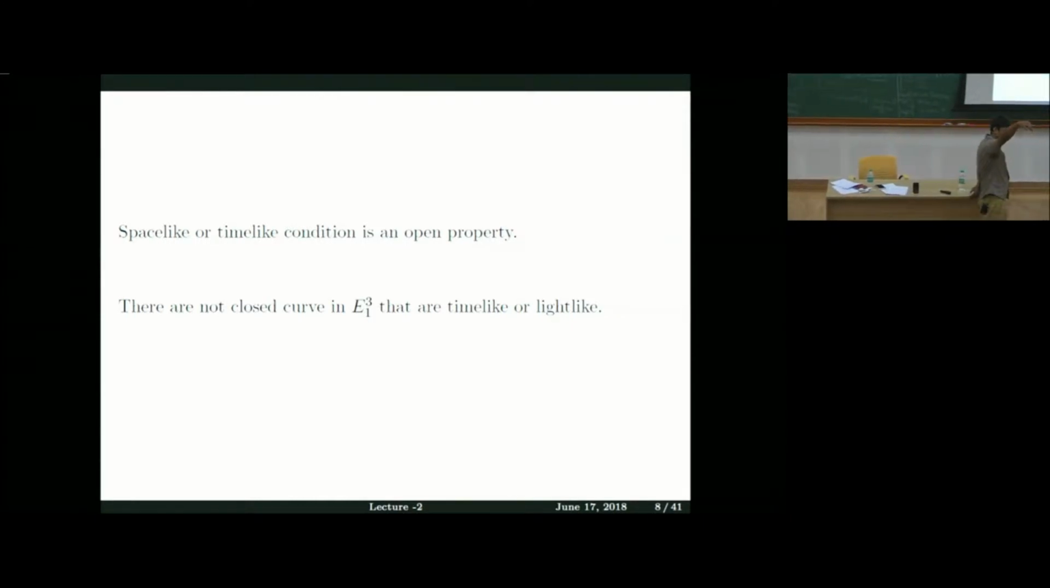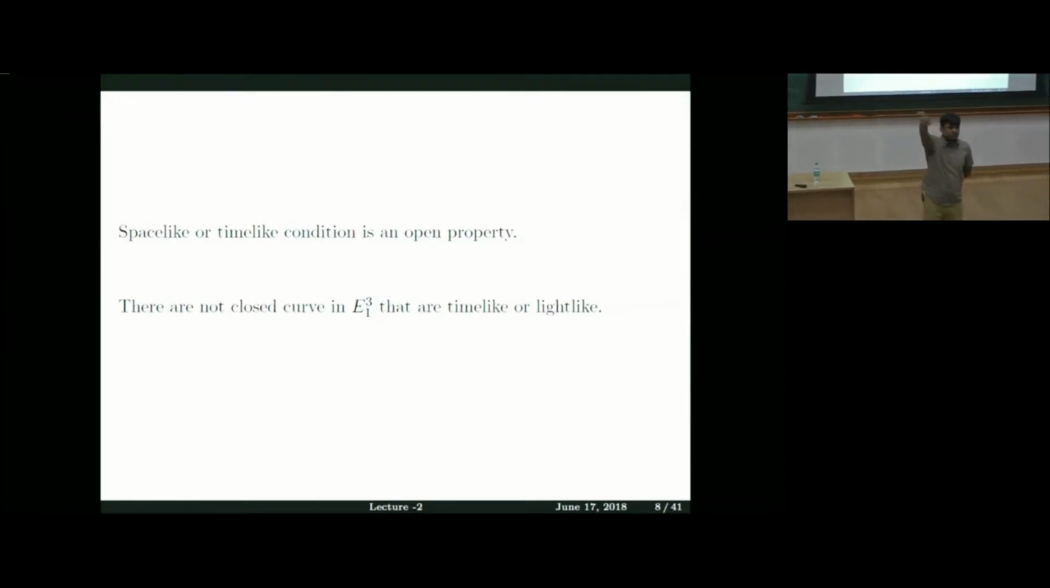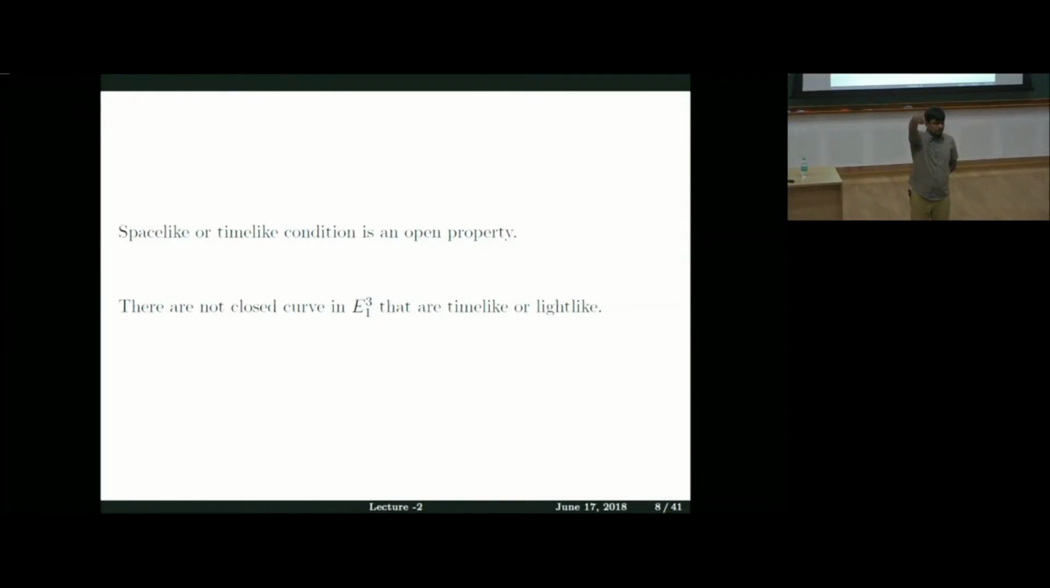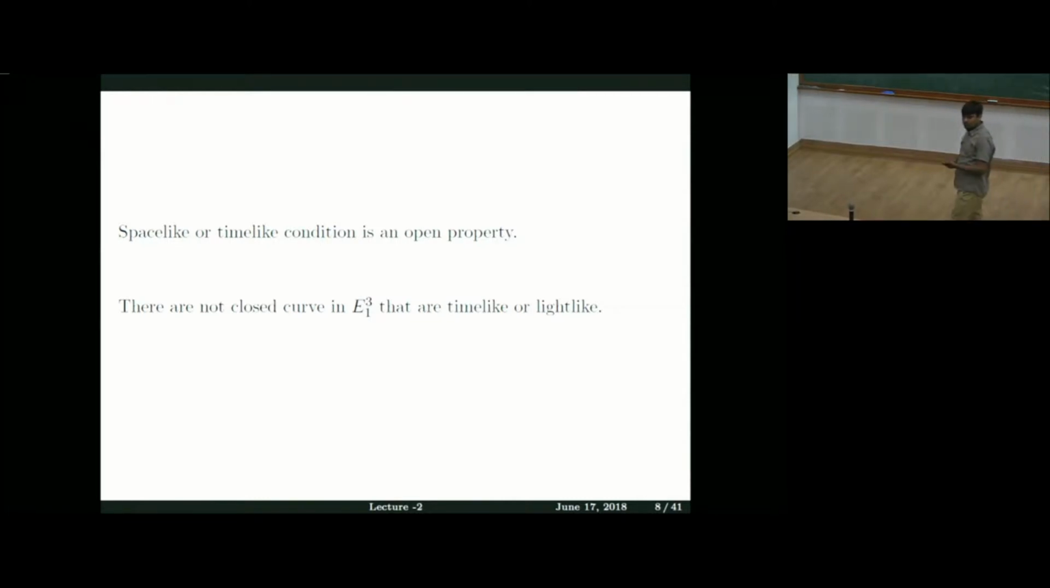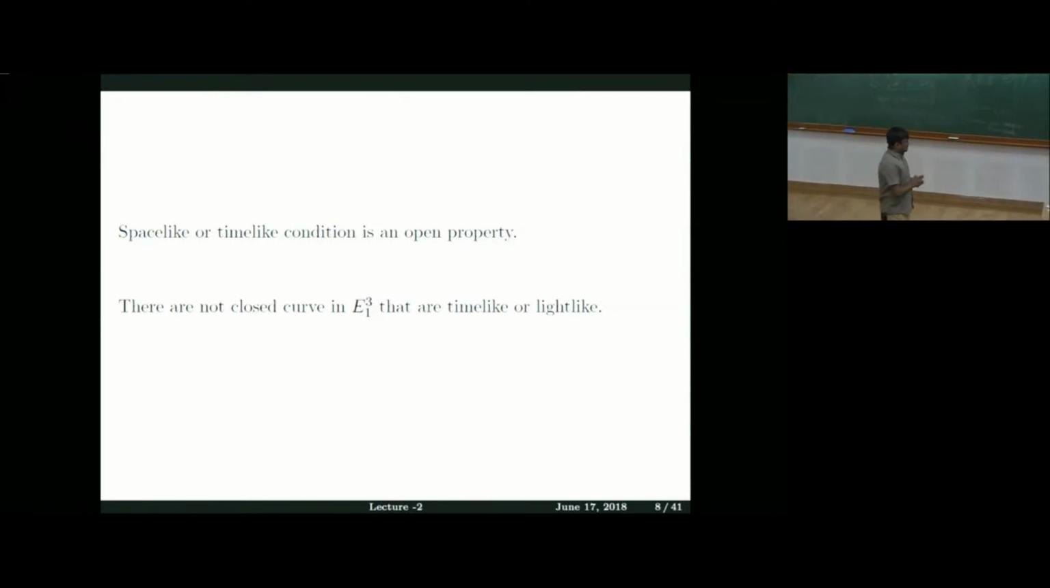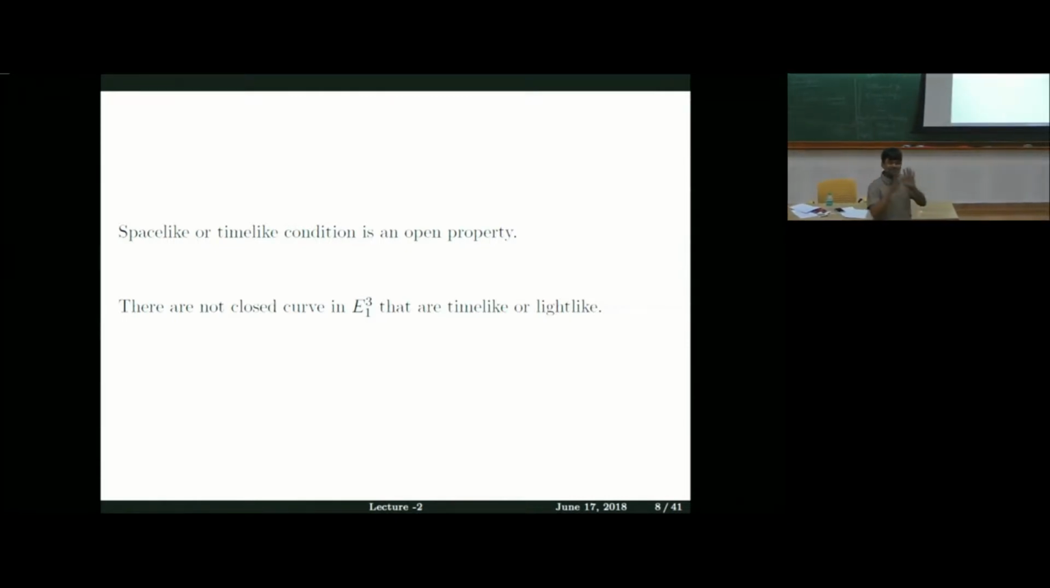If at a point t0 it is space-like, what does this mean? Alpha prime t is not equal to 0. Is this clear now? So consider the map f of t equal to alpha prime t. It is not equal to 0 at some point, and because it is a continuous map, there exists an interval around t0 where this is not equal to 0. There are no closed curves that are time-like or light-like. This means there is no theory of closed curves having time-like and light-like parts.